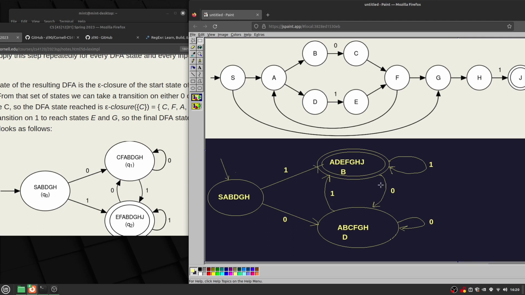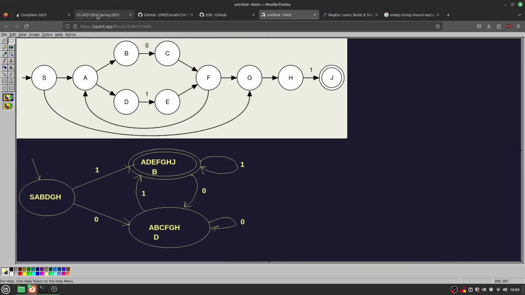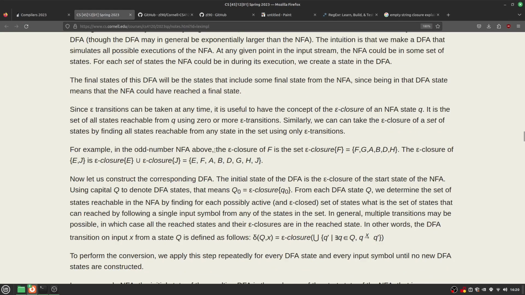Almost nailed it. Just missed out on the final state and the entry arrow. Not bad. Got the gist of it. Alright.